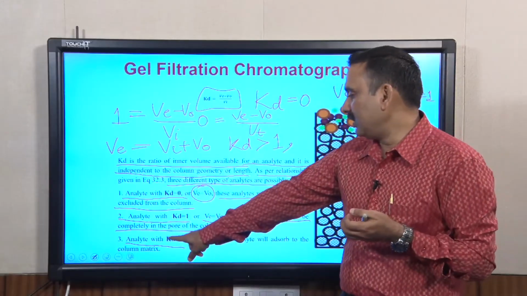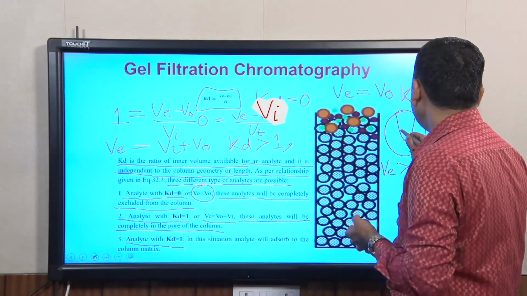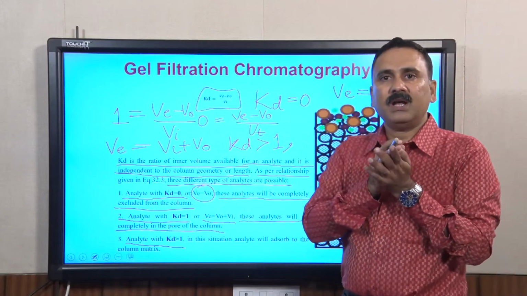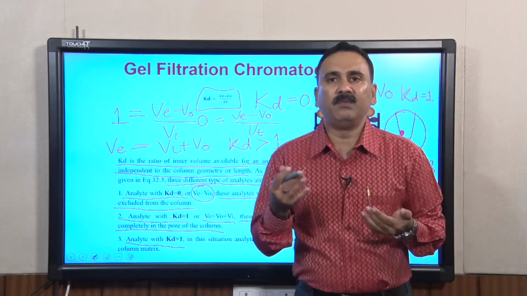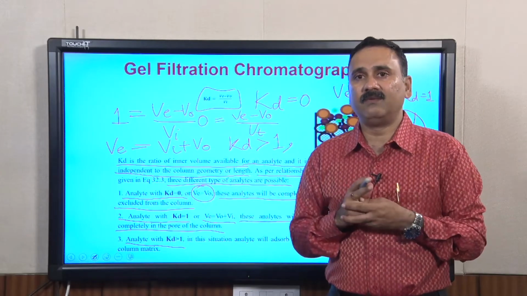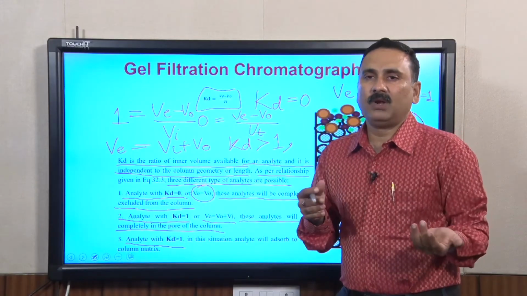But if the molecule shows a Kd bigger than 1, it means the molecule has irreversibly bound to these beads. In those cases you can flow the liquids, but the molecule will not come out. What I am saying is, if the molecule goes and binds to one of the pores, then even if you flow the liquids, because we are not going to do any salt gradient or any such treatment, the molecule will remain stuck to these beads and it will not come out.